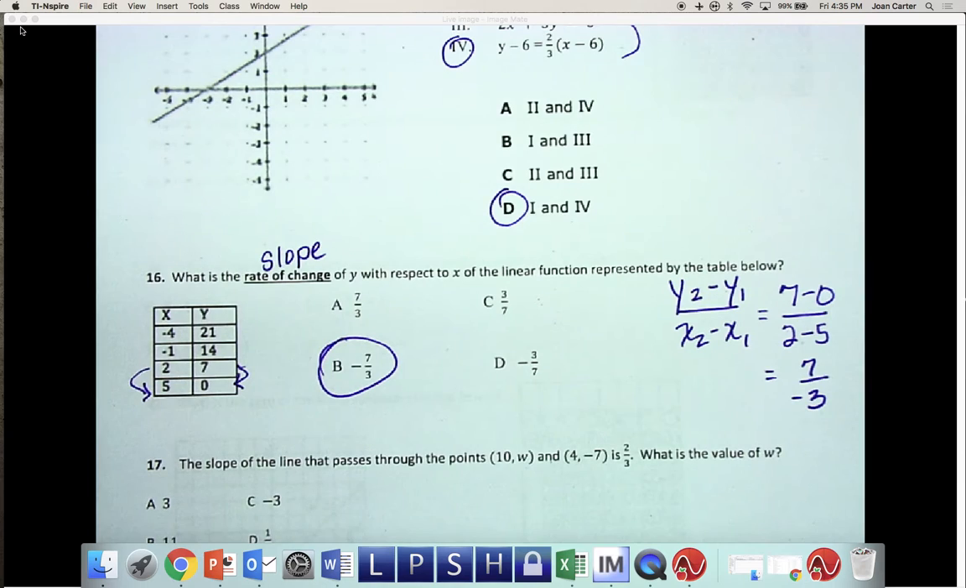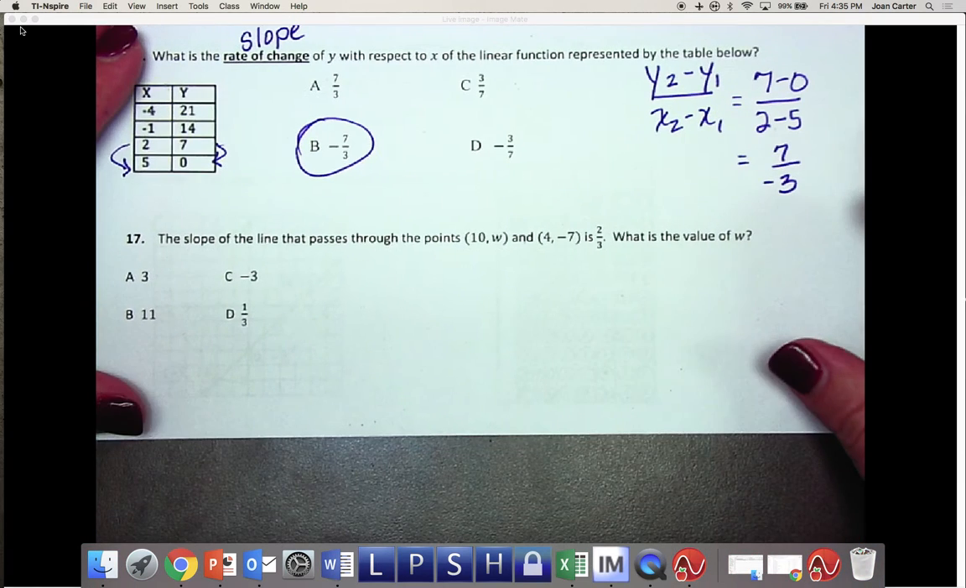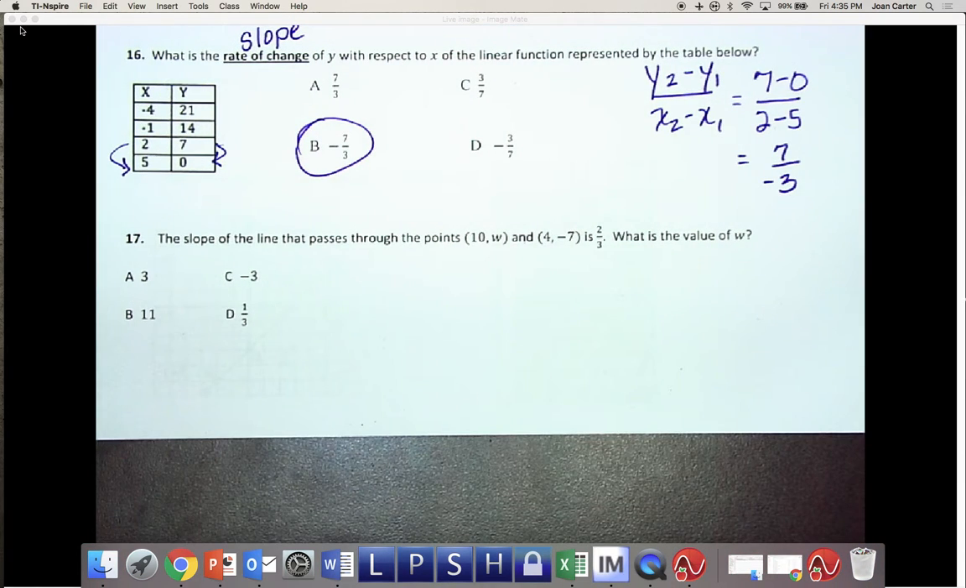All right, 17. The slope of a line that passes through the points (10, W) and (4, negative 7) is 2/3. What is the value of W?